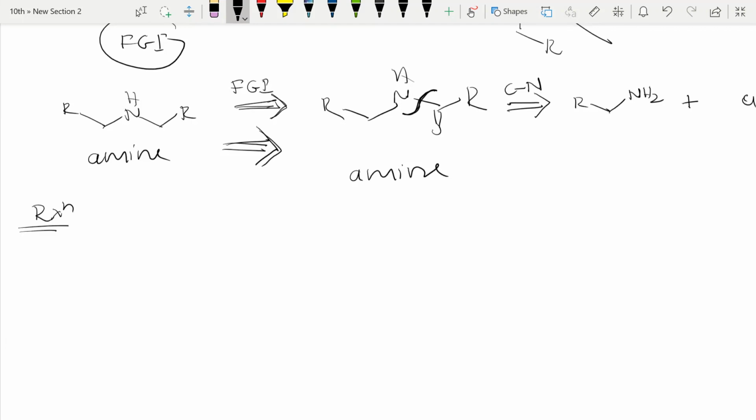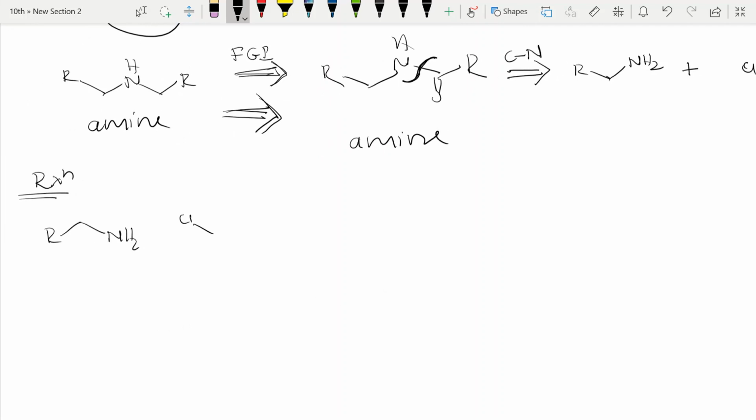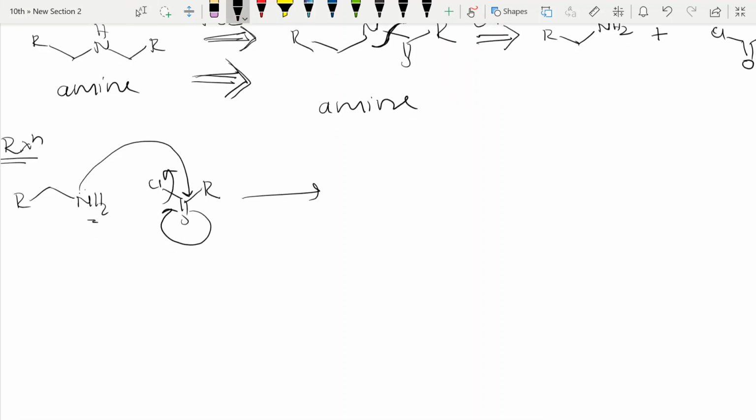So what happened? RCH2NH2 I took, to this I added, see here, Cl is there, COR, this thing I added. So nitrogen is having a lone pair, it attacked this carbon, this electron density comes back, and chlorine is a good leaving group. Cl minus leaves and this nitrogen, H plus it will take. So minus HCl has happened, and I will get this product RCH2NHCOR, right?